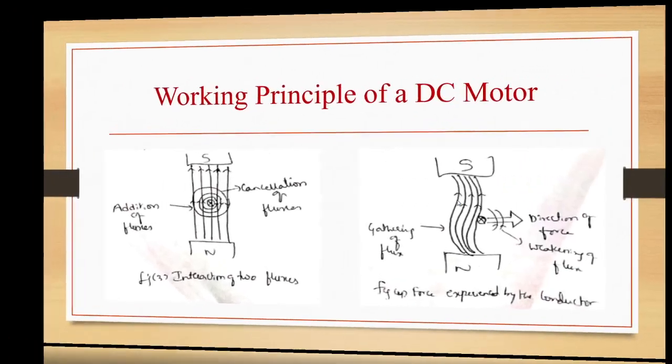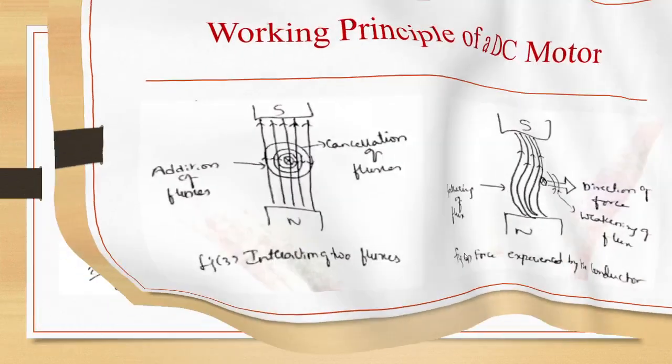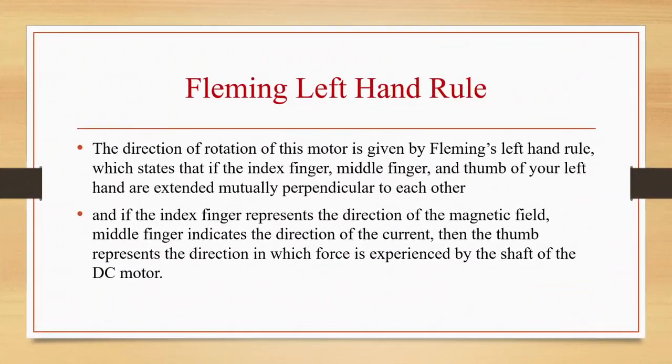And in the third diagram, we are placing the current carrying conductor in a magnetic field. So force will be experienced by it, because gathering or addition of the fluxes will take place on the left hand side, and weakening or cancellation of fluxes on the right hand side. It is acting like a stretched rubber band, and the force will be exerted on the conductor from left to right, and hence torque will be produced, and the motor will start moving. I hope this is clear to everyone.